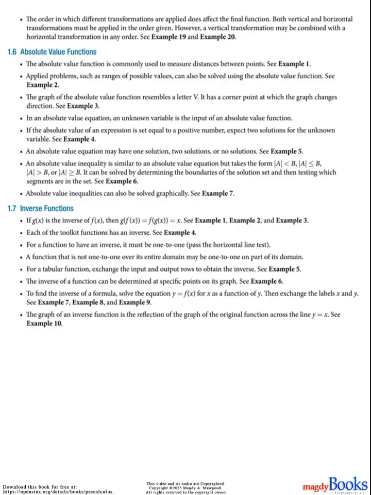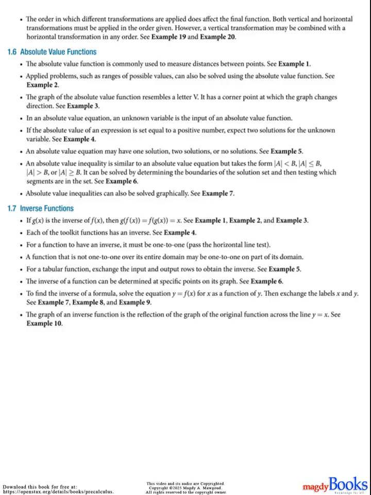1.6.3. The graph of the absolute value function resembles a letter V. It has a corner point at which the graph changes direction. See example 3. 1.6.4. In an absolute value equation, an unknown variable is the input of an absolute value function. 1.6.5. If the absolute value of an expression is set equal to a positive number, expect two solutions for the unknown variable. See example 4.